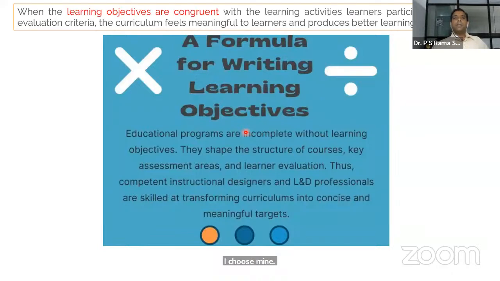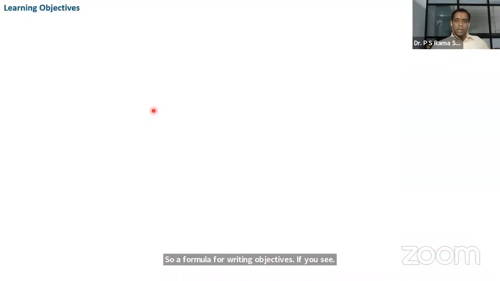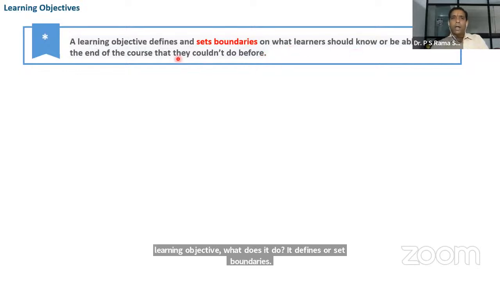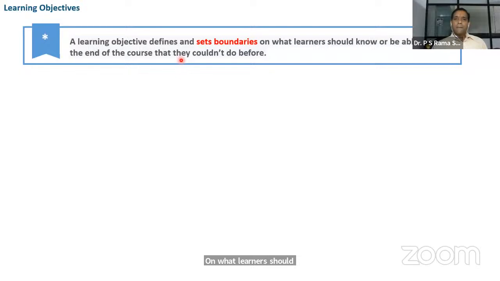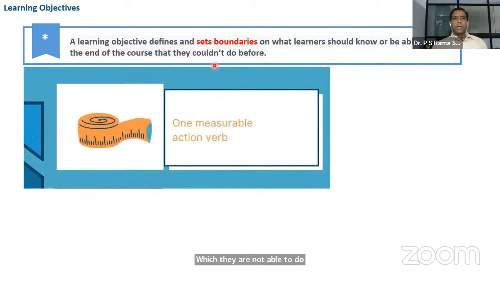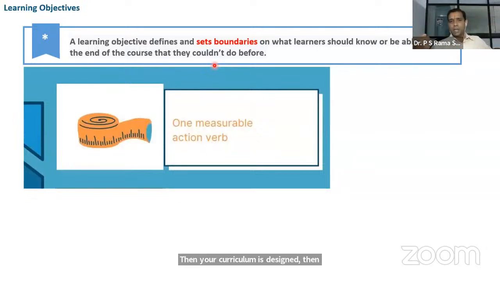So a formula for writing learning objectives, if you see, I'll straight away go to the formula. What does a learning objective do? It defines or sets boundaries on what learners should know or should be able to do at the end of the course, which they were not able to do before. So how do you come out with a learning objective? Because a learning objective, course objective or program objective is laid down first, then your curriculum is designed, then your syllabus content, then your evaluation scheme.